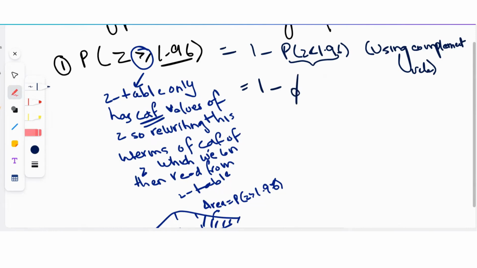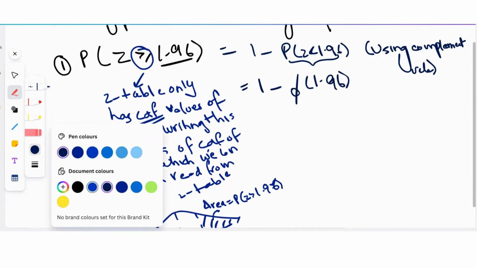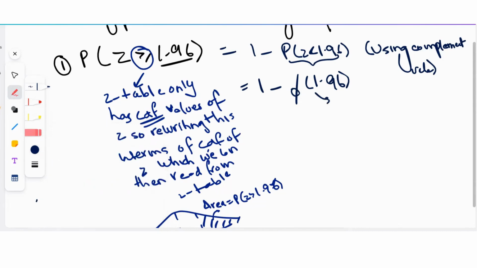And we know for a standard normal random variable, we express the CDF as phi of 1.96 rather than F of x. This is just how we denote the CDF of a standard normal random variable, using phi rather than F. Now this is in the form of the CDF of a positive value z, so this can be read from the z-table.